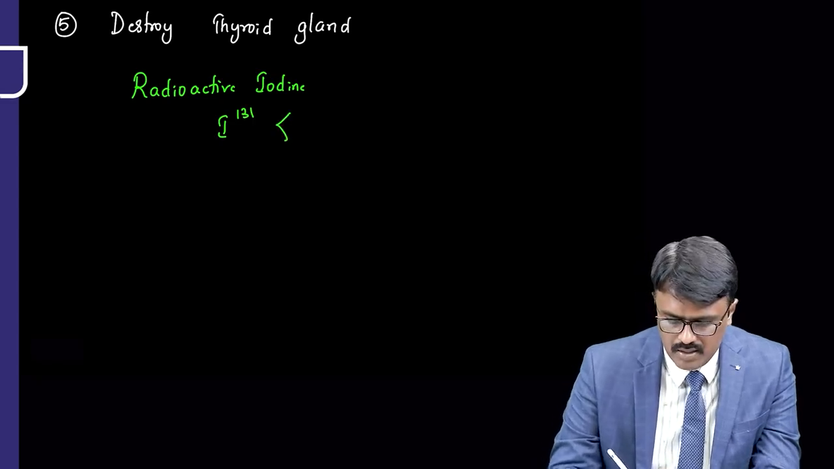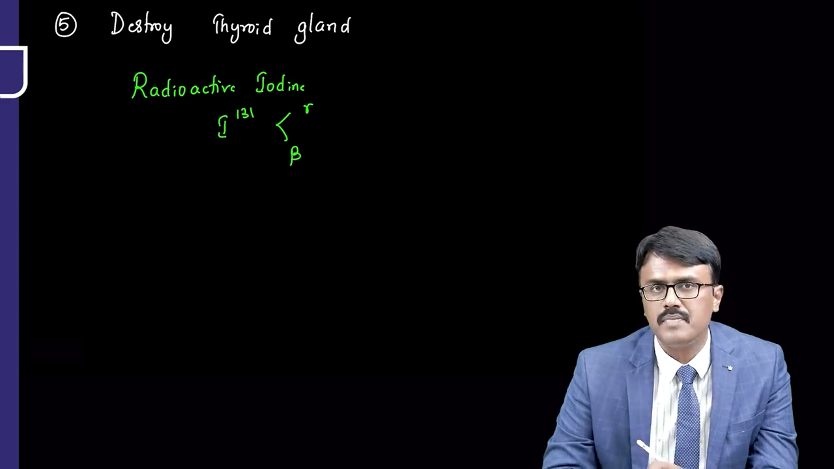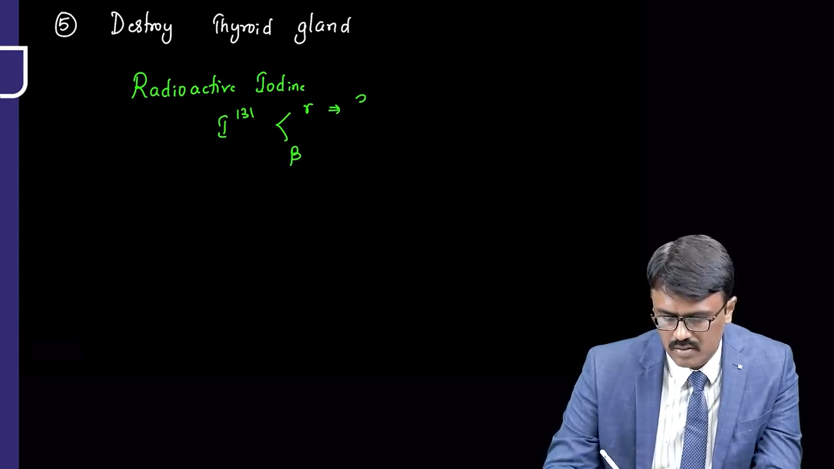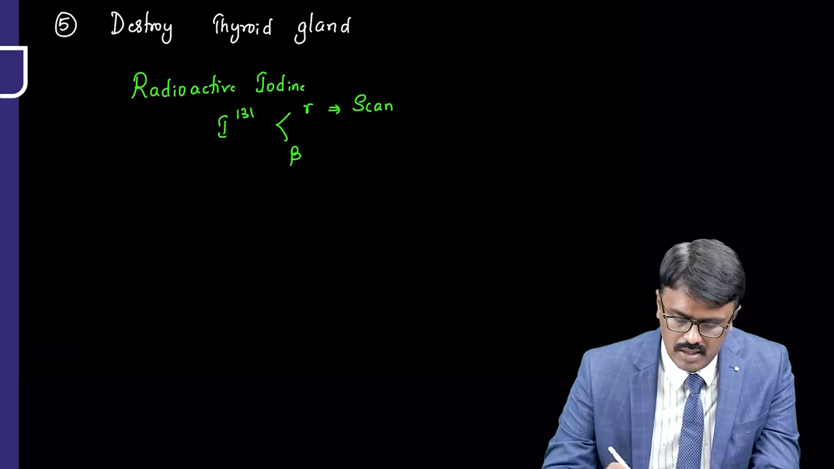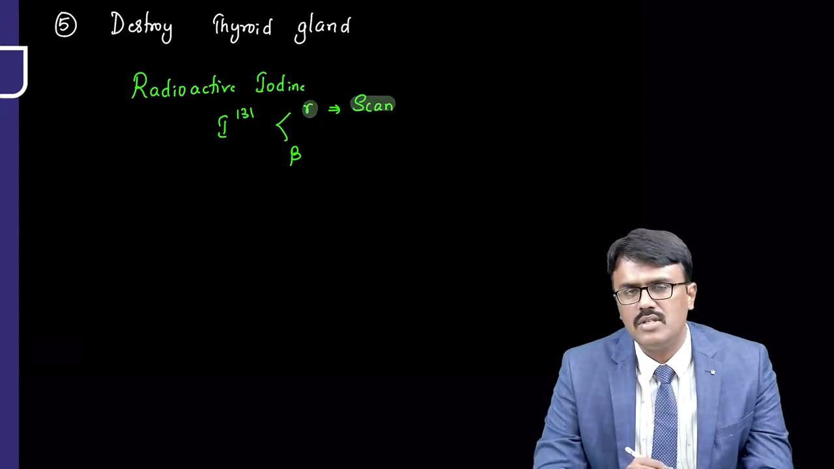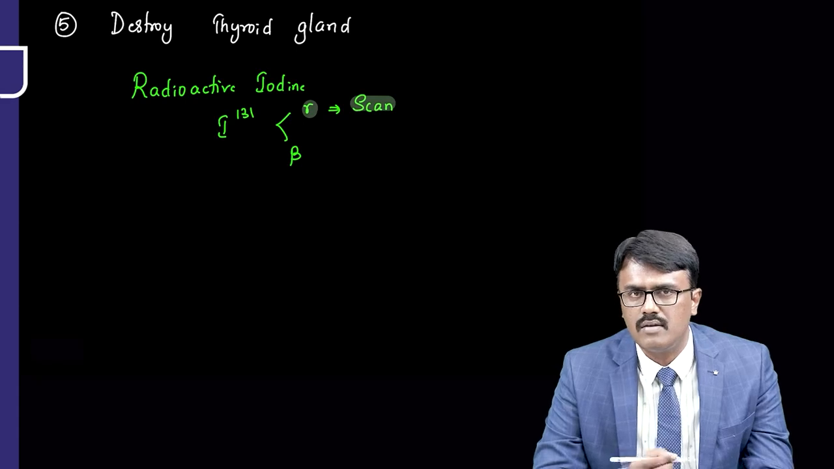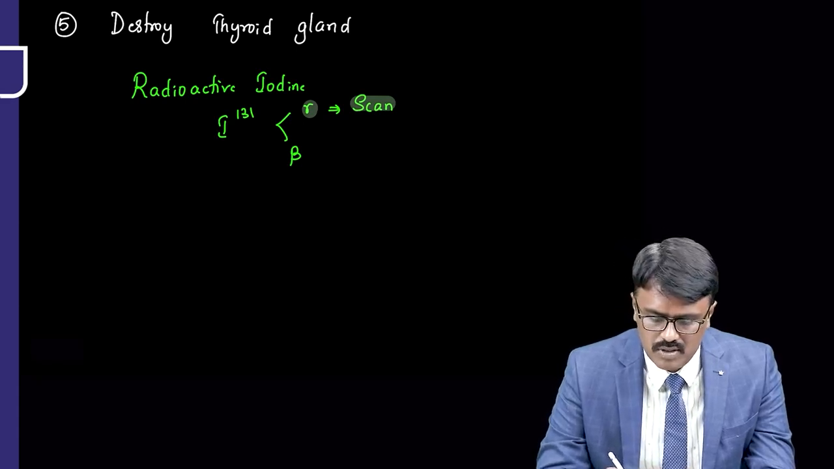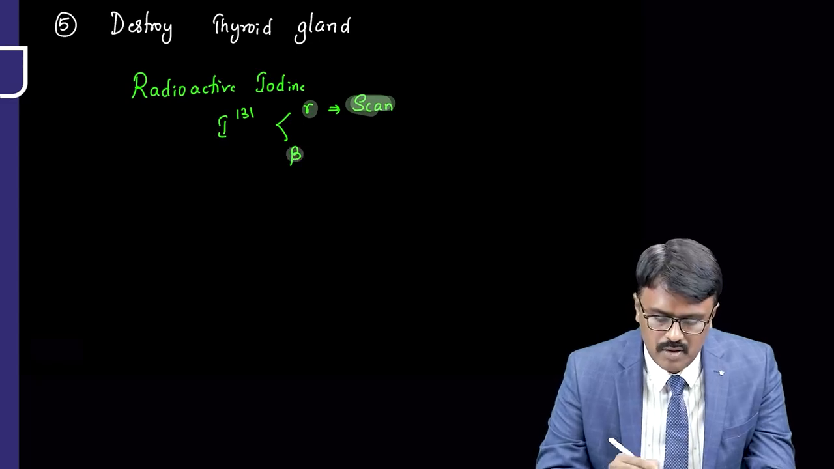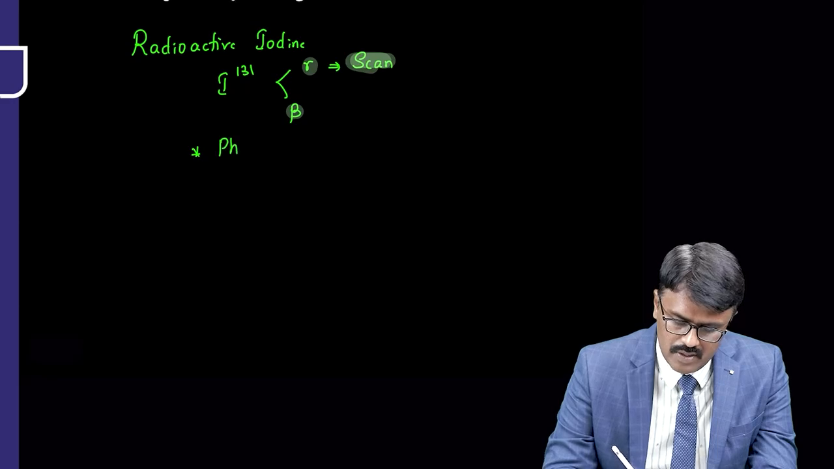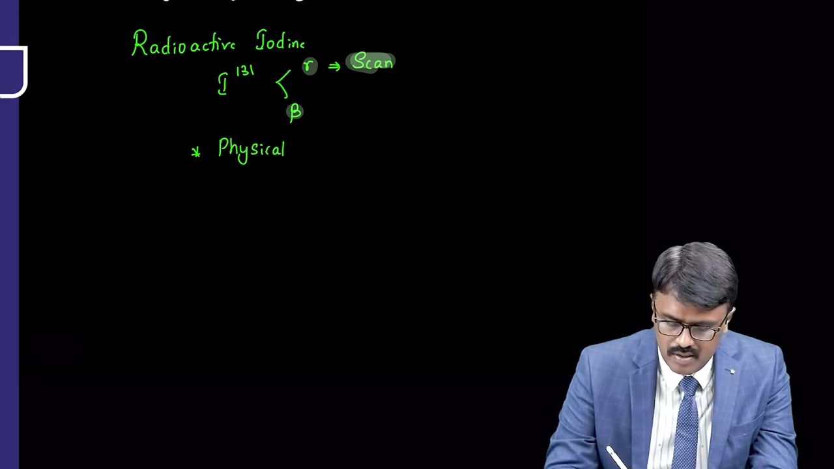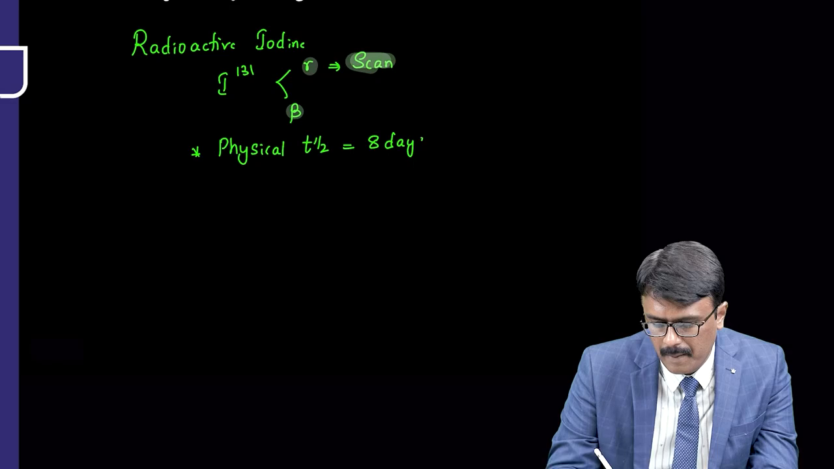It emits two particles, gamma and beta. Gamma is required for doing a scan, so that you will understand in radiology, to check whether there is toxic nodular goiter or any other cancers. We use it for scanning. Beta is the one which we use to destroy the thyroid gland. Now these radioactive materials have a half-life, and that is called physical half-life, and it is around 8 days for radioactive iodine.